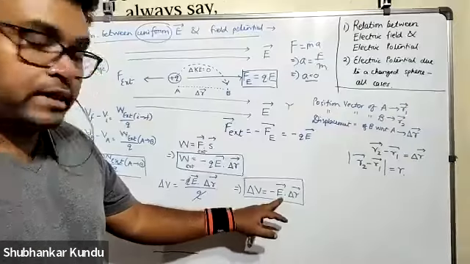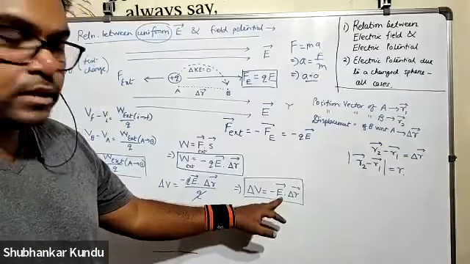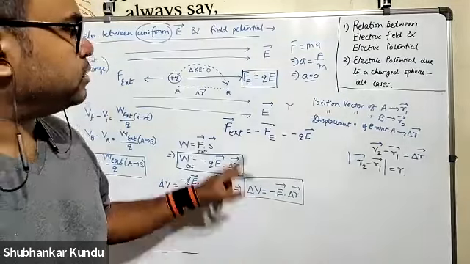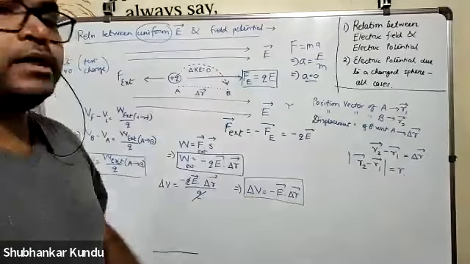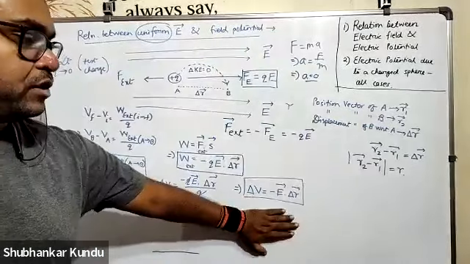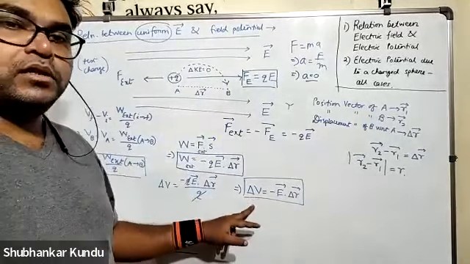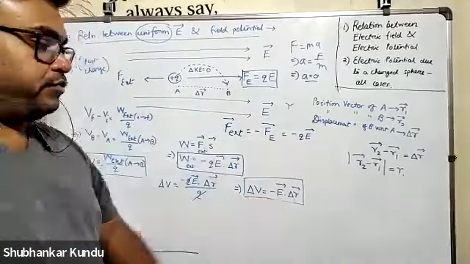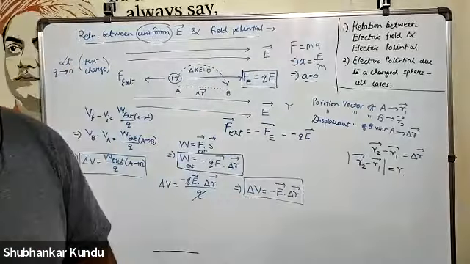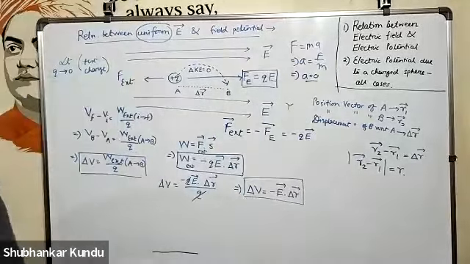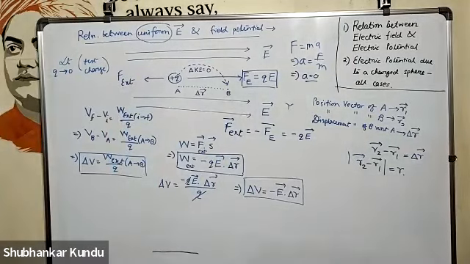This is our uniform electric field E, and we want the electric potential between A and B in this uniform electric field E. So this is the relation between a uniform electric field and the potential between 2 points in that field. Delta V is equal to minus E vector dot delta R vector. Clear? This is the case of uniform electric field and field potential relation. Clear?